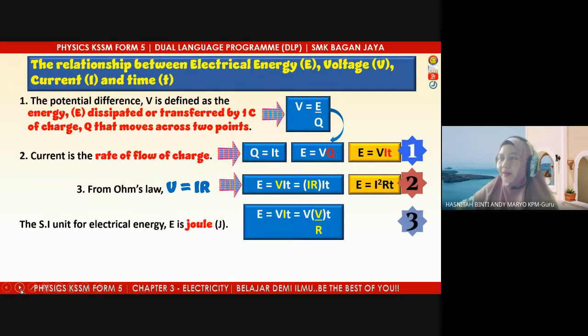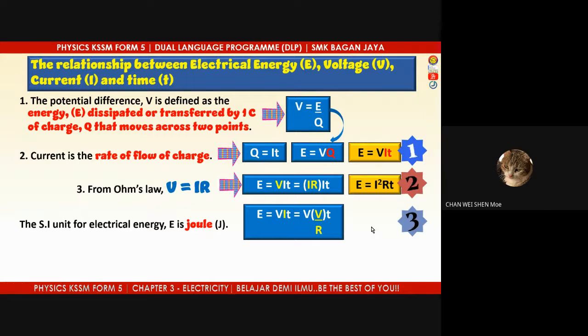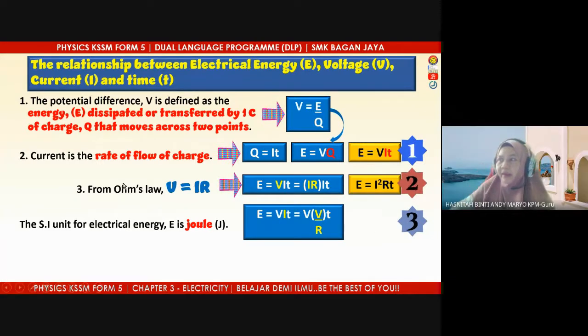Okay, number 3, look at the third equation we can derive. Again, from the first one, E equal VIT. Now we can write this I, current, again according to Ohm's law, I equal V divide R. So we can substitute I with V divide R. So what will the third equation become, students? V squared T over R. Okay, very good. So you will have E equal V squared T divide R.